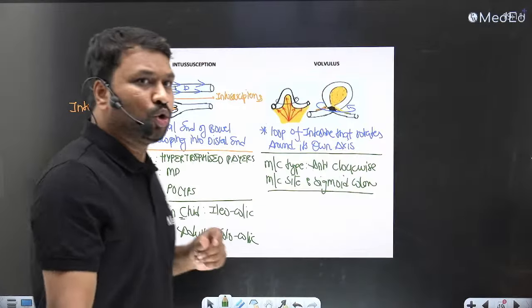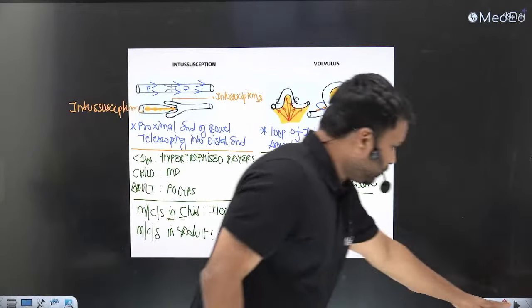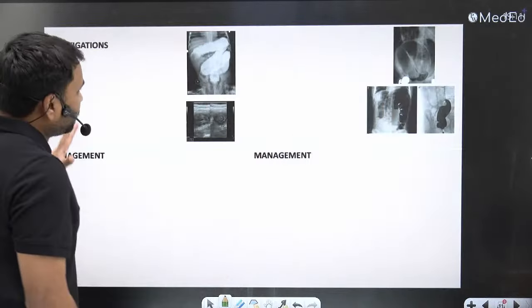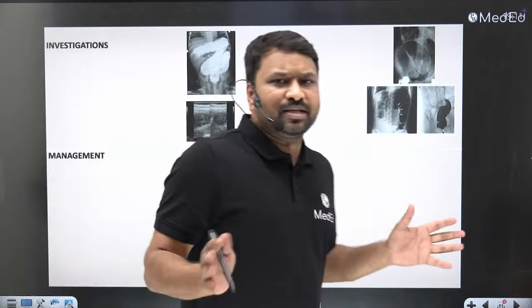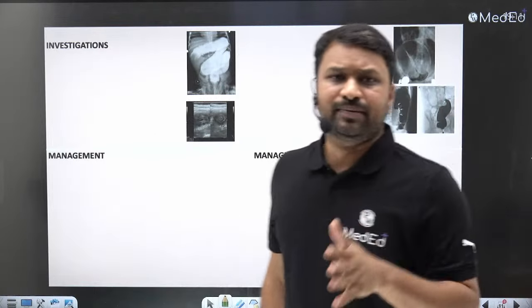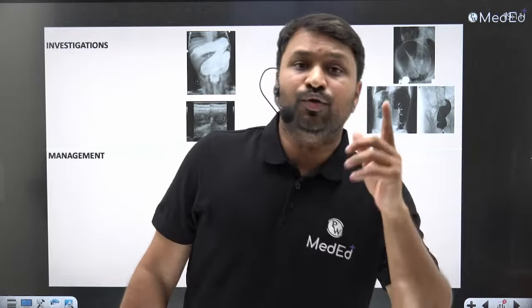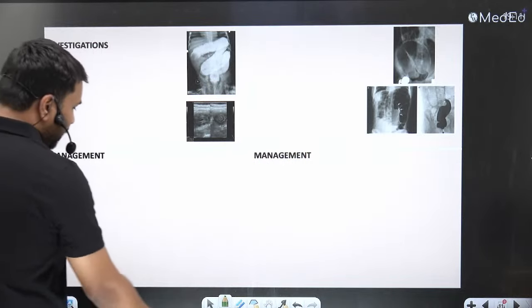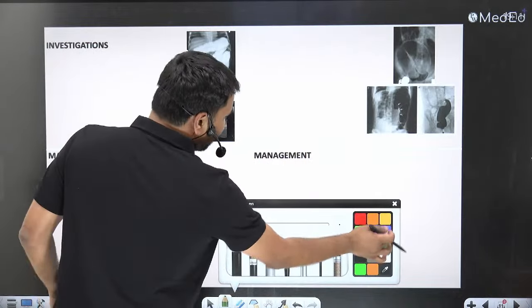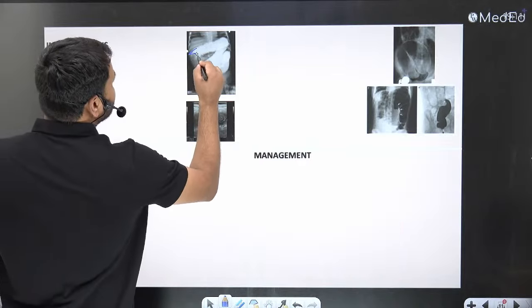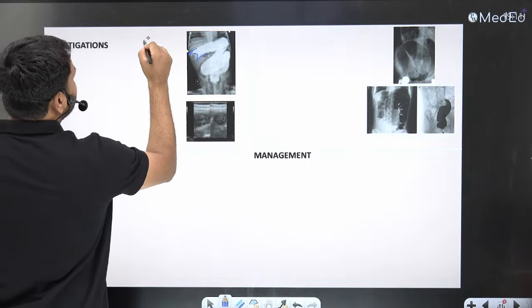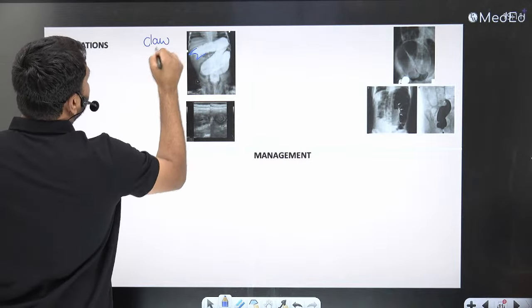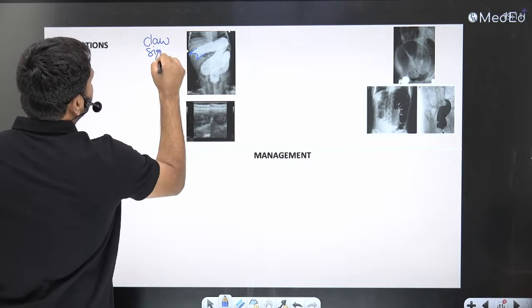That's your colocolic. Now, both of them will have dynamic intestinal obstructive properties. Your intussusception will present to you as a small intestinal obstruction. Volvulus will present to you as a large intestinal obstruction. So when you do a barium enema, right, what are the findings that you can see? You can see a classical claw sign across here. So on enema, you will see presence of claw sign.